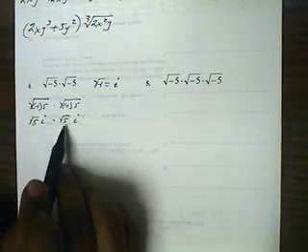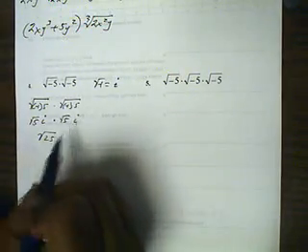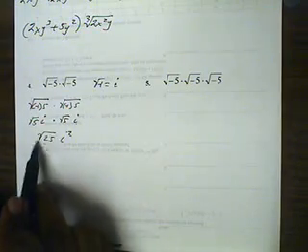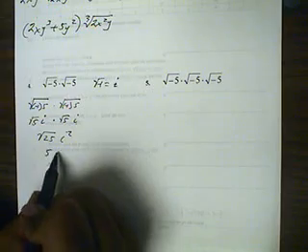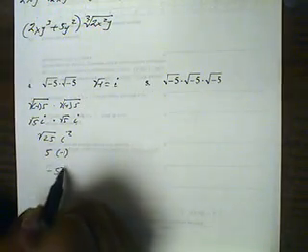Now, square root of 5 times square root of 5 is the square root of 25, and i times i is i squared. This simplifies down to a 5, whereas i squared simplifies down to a negative 1, and 5 times negative 1 is negative 5.